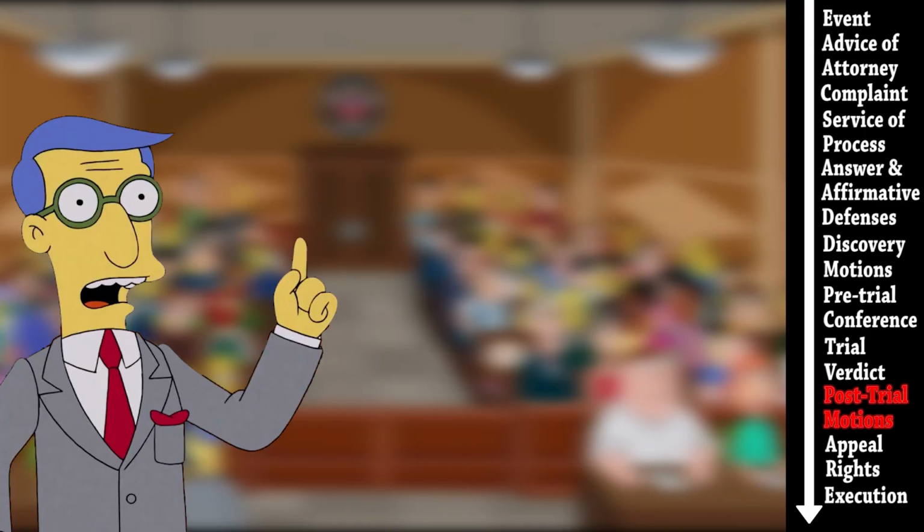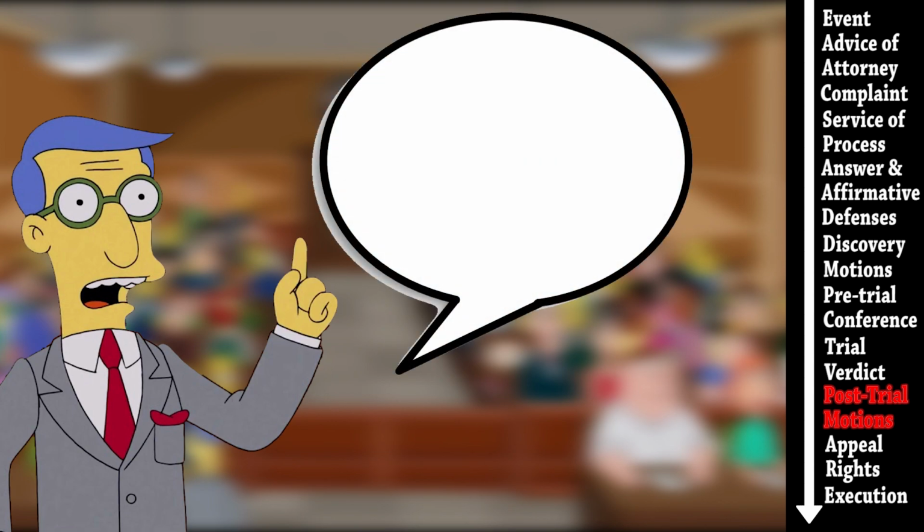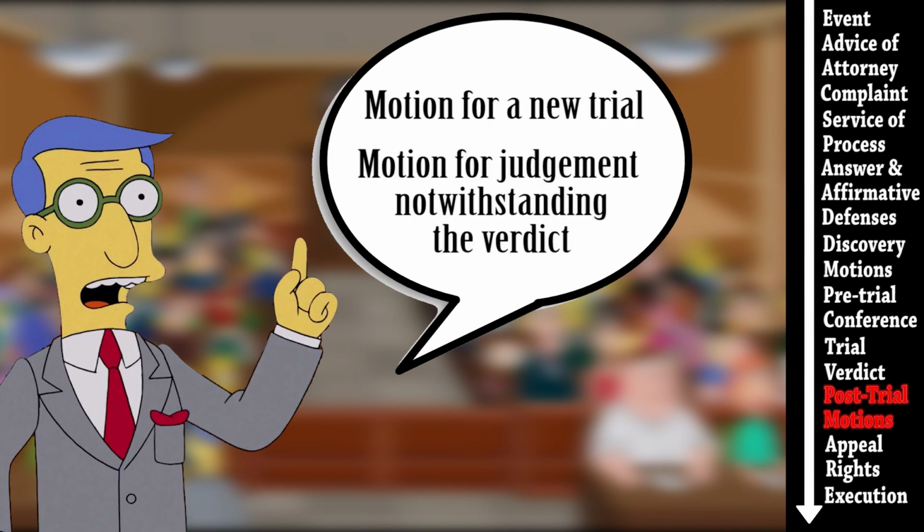Post-trial motions can occur, and they can be aimed at undoing the jury's verdict, or possibly at asking the judge to reconsider a ruling. Some possible ones are a motion for a new trial, which can be based on a factual issue or rulings of the judge, or a motion for judgment notwithstanding the verdict, which is based on the jury making the wrong legal decision.